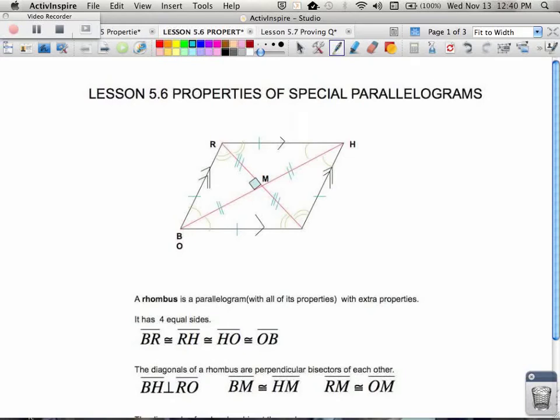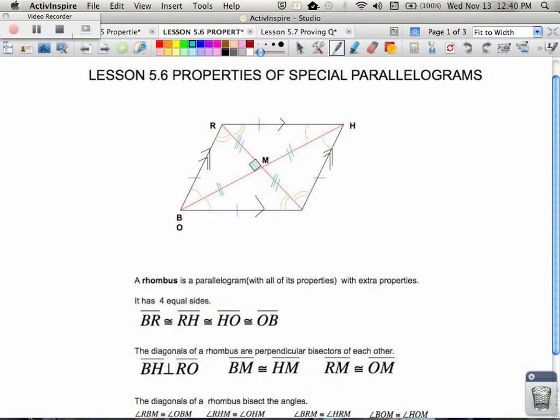In section 5.6, we extend the properties that we had of parallelograms to some special parallelograms. So remembering back to our last lesson, we had numerous things that were true about parallelograms, like opposite sides are parallel and congruent, that opposite angles were congruent, that the diagonals bisected each other, that consecutive angles were congruent. All these different properties are still true, but the other ones that are added onto that for these special ones I'm going to highlight in this lesson.